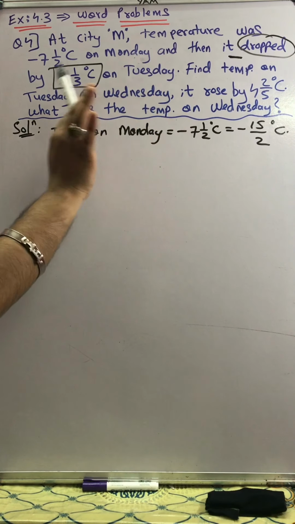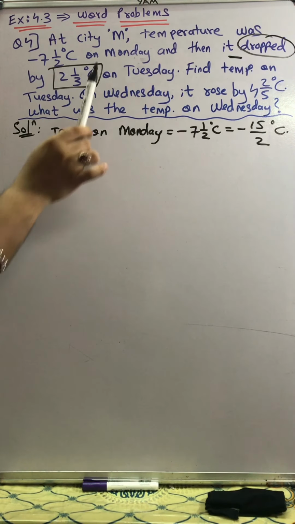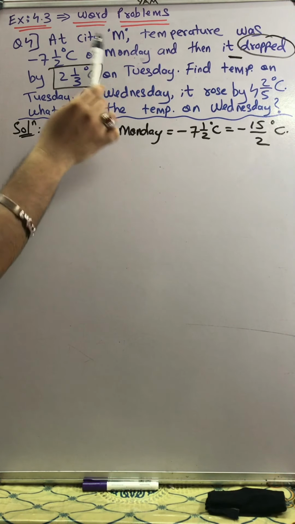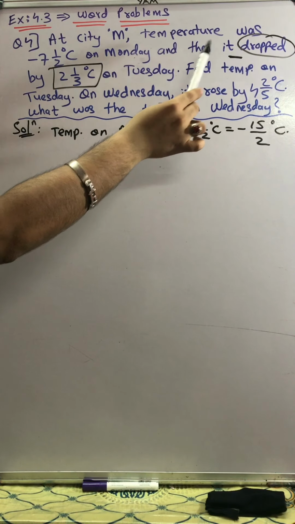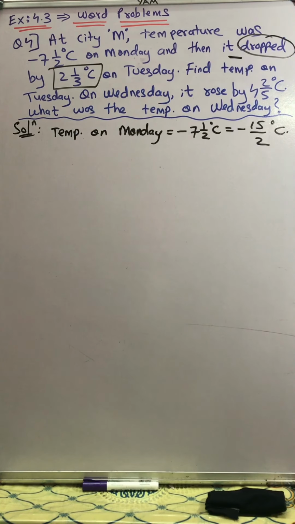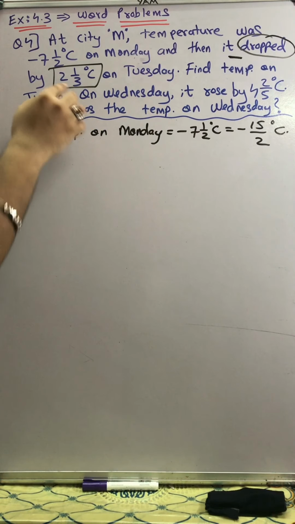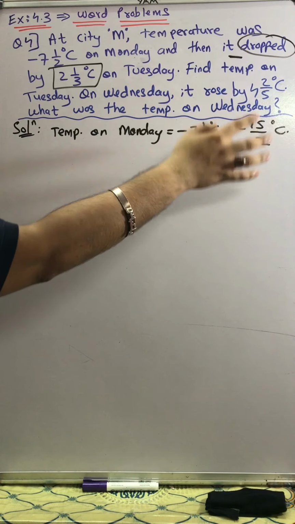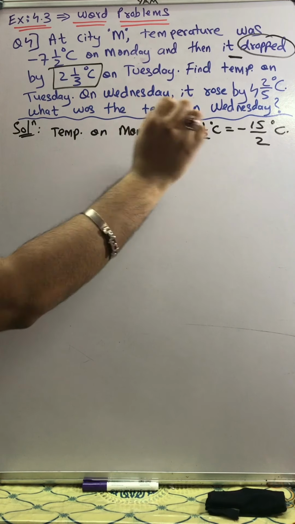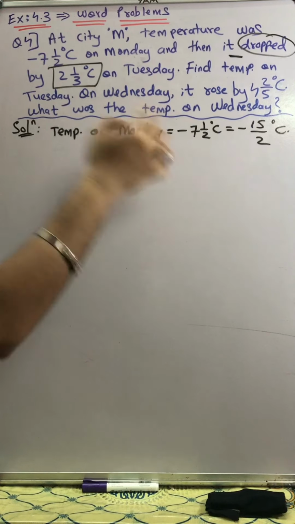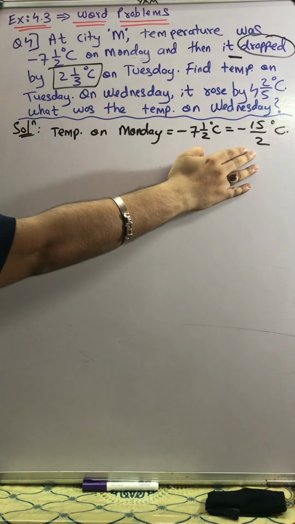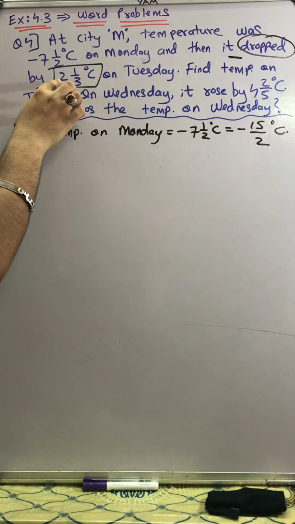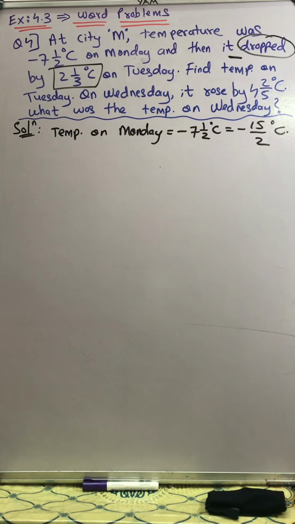On Tuesday, the temperature is not this. Don't misunderstand that on Tuesday the temperature becomes 2 1/3 degrees Celsius. No, it is clearly given that it dropped by. That means it decreased by this much. Decreased by how much? By 2 1/3 degrees Celsius. So from this -15 upon 2, the initial temperature on Monday, we will subtract 2 1/3 degrees Celsius. From this temperature, it got deducted.